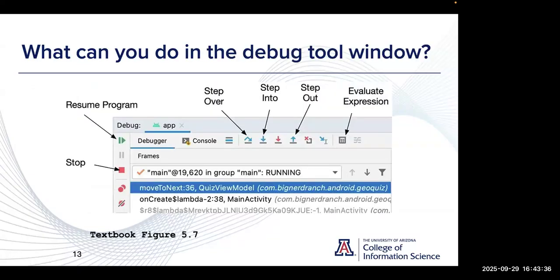Now, what you can do in the debug tool window: first, you can stop and then see what is going on step by step in your debugging of your breakpoints. You can resume the program by taking one breakpoint at a time, so you run it. You can step over, you can step into, you can step out, and then you could also evaluate expressions.